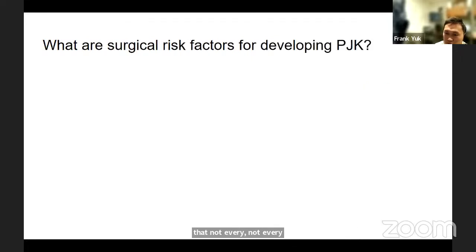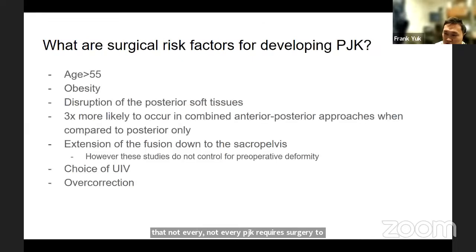The surgical risk factors for developing PJK are many, including age greater than 55, obesity, disruption of the posterior soft tissues at the UIV or levels above the UIV. It's 3 times more likely to occur in combined front-back procedures when compared to posterior only, and with extension of the fusion down to the sacrum or the pelvis. However, a lot of these studies didn't control for preoperative deformity, and your choice of the upper instrumented vertebral level also correlates with PJK and overcorrection.